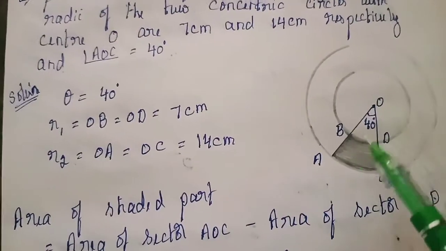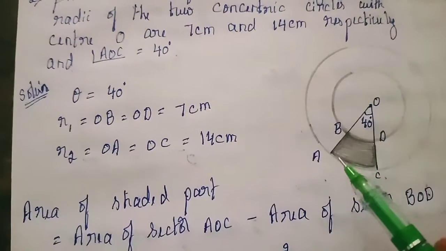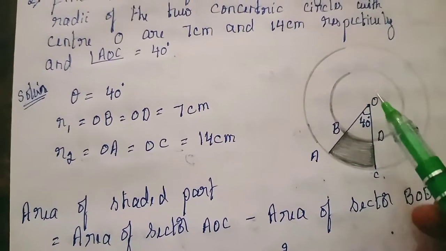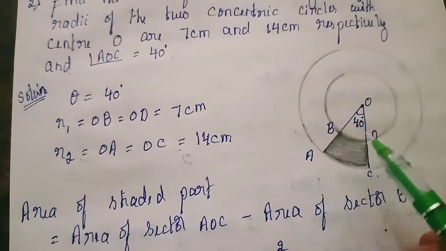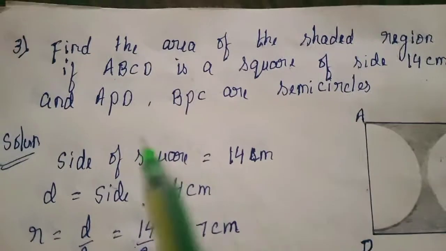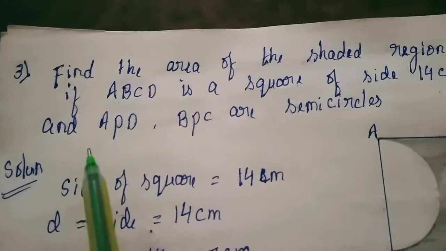So in this way you can find the area of the shaded part in this diagram by taking the area of the bigger sector minus the area of the smaller sector. Now let us continue with question number 3.